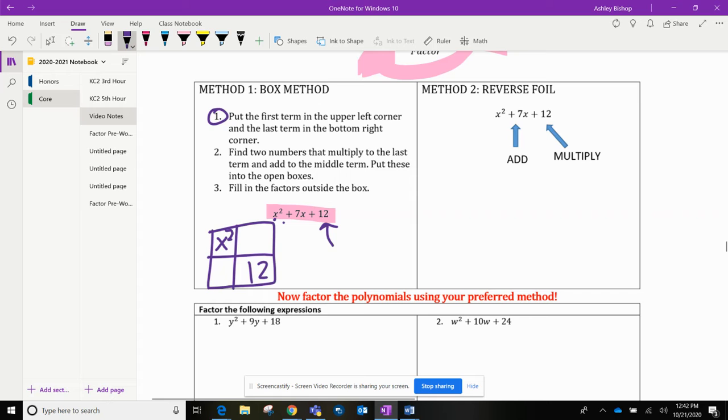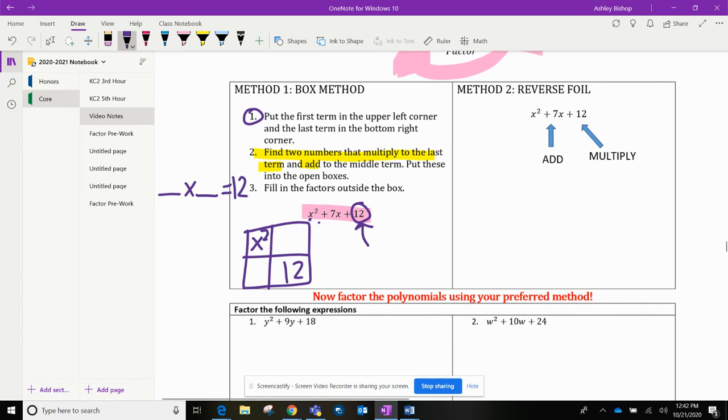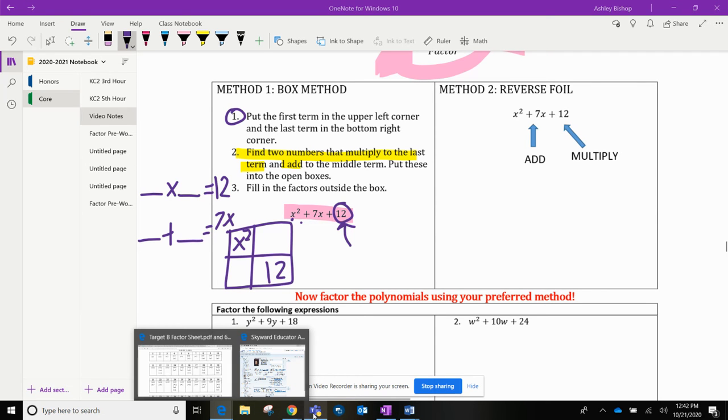Okay, I've done that. Then I want to find the two numbers that multiply to the last term and add to the middle term. My last term is 12, and my middle term is 7x. So I want to go find the numbers that multiply to 12 that add to 7x. Now, I don't need to come up with these off the top of my head. The two numbers that multiply to 12, I could go use my factor sheet for.